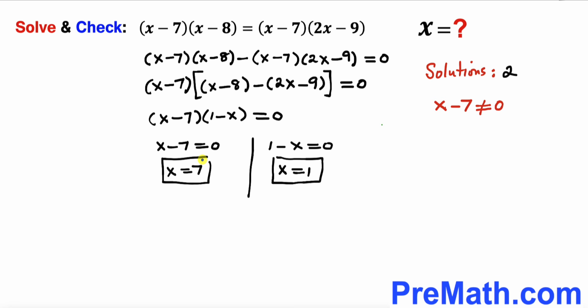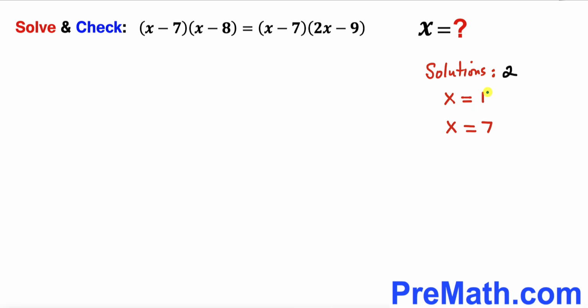Now let's make an observation. One of the x values is 7. And here we can see in this equation x minus 7, our x value is 7, and 7 minus 7 is going to give us 0. So we were not supposed to be dividing by x minus 7 in the very first place. Thus our two solutions turn out to be x equals 1 and x equals 7.